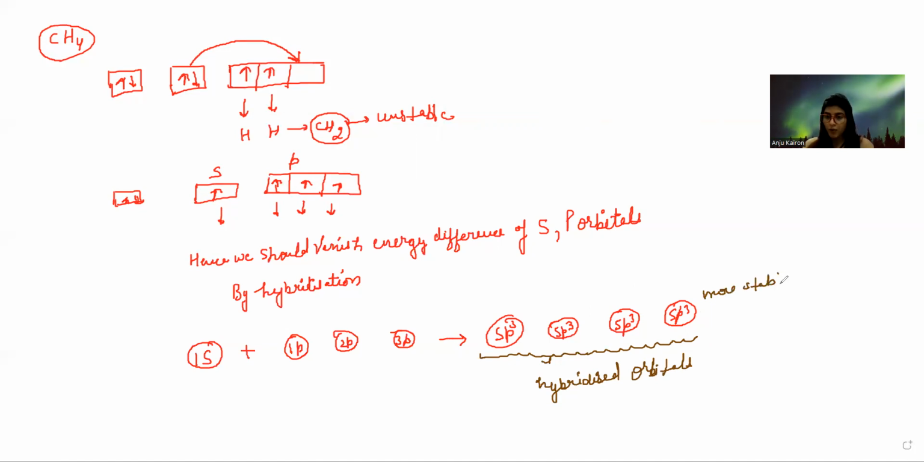Why are they more stable? Because in the sp3 orbital, the electron repulsion is minimum. Okay, that's why we need hybridization.